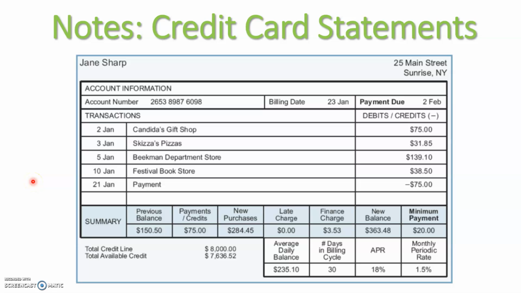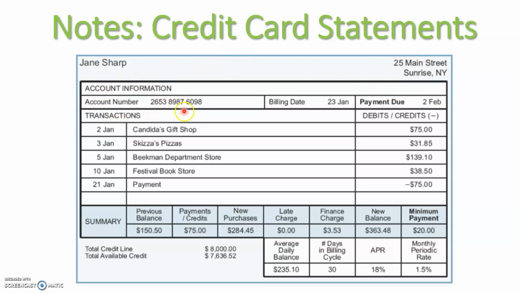The focus of this lesson is credit card statements. The first thing we need to do is identify what information is provided on the credit card statement. In the upper left-hand corner, we could see the customer's first and last name. On the right-hand side, we could see their address.